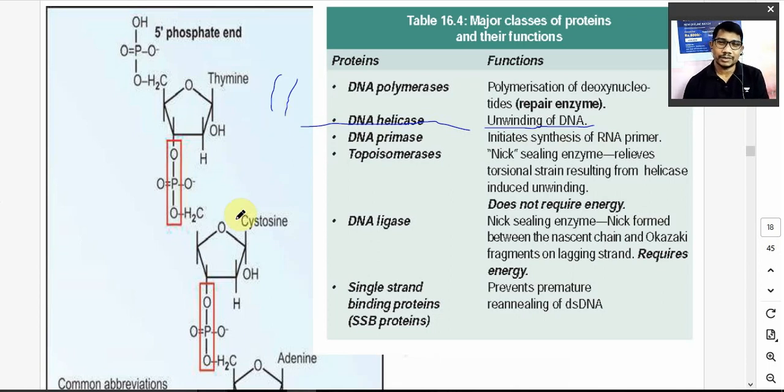Now another enzyme is there known as DNA primase. तो उसका काम क्या है, DNA primase. नाम में क्या रखा है, primase मतलब ये क्या करेगा, प्राइमर बनाएगा. So it initiates the synthesis of RNA primer. Because for the DNA replication कुछ तो स्टार्टिंग पॉइंट चाहिए ना, स्टार्टिंग के लिए किक चाहिए.